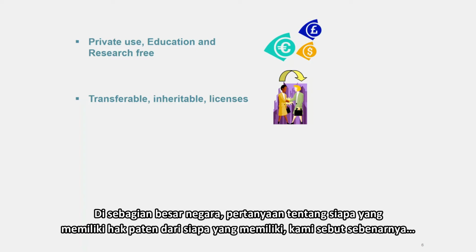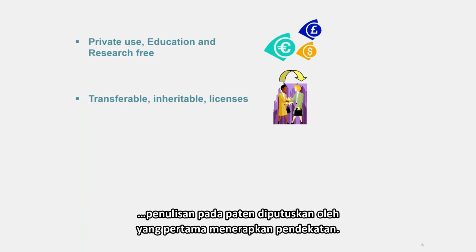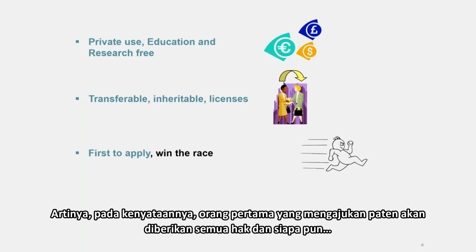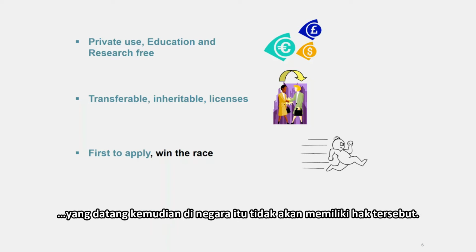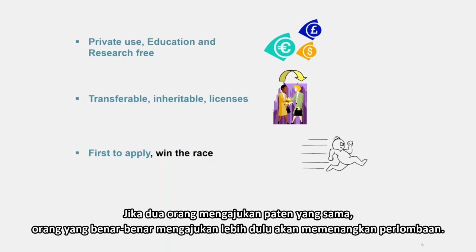In most of the countries, the question of who owns the patent, who owns what we call the right on the patent, is decided by the first to apply approach, which means in fact the first one who applied for the patent will be given all the right, and anybody else who comes later in that country won't have the right. So if two persons apply for the same patent, the one who applied first will win the race.